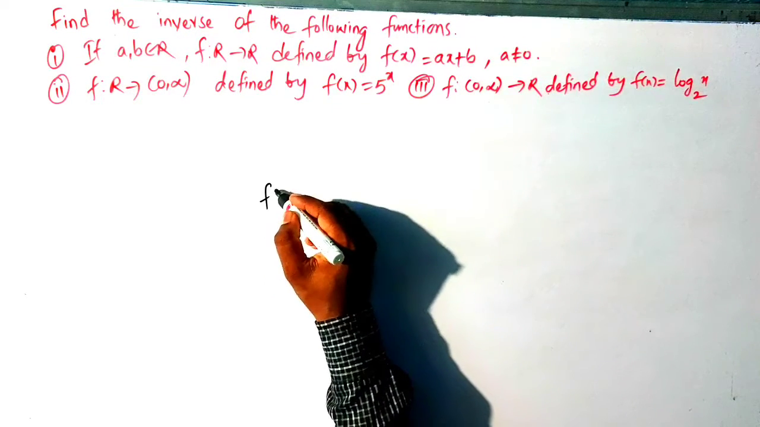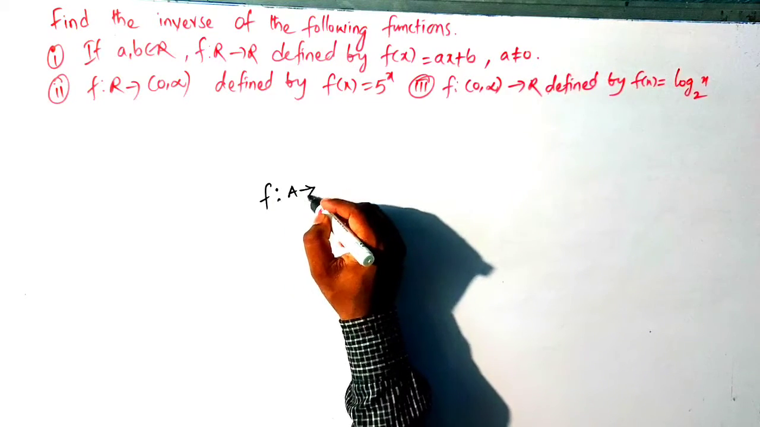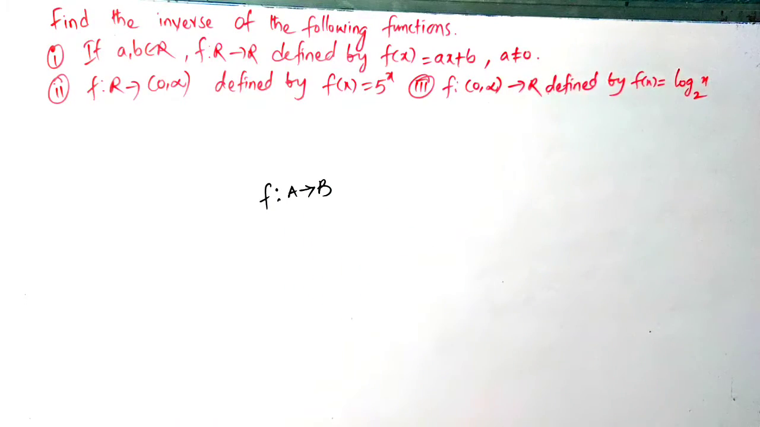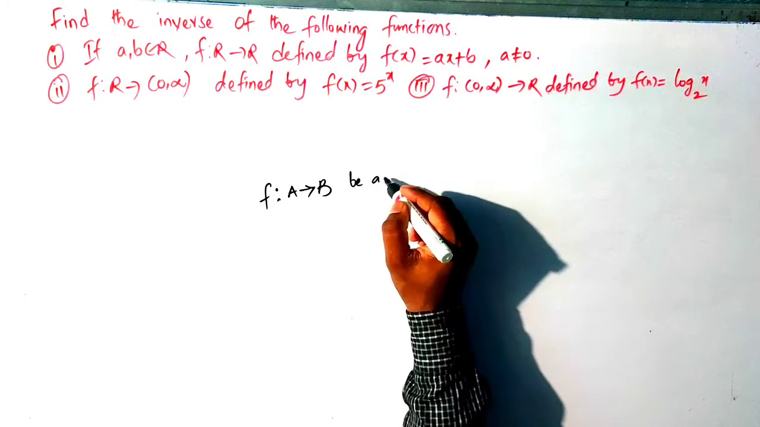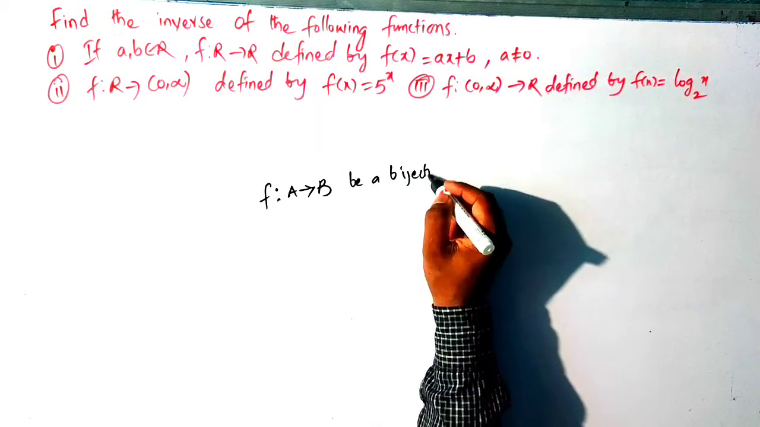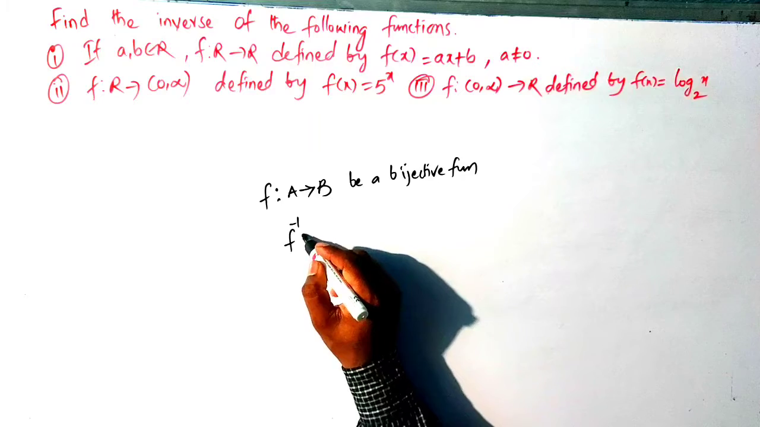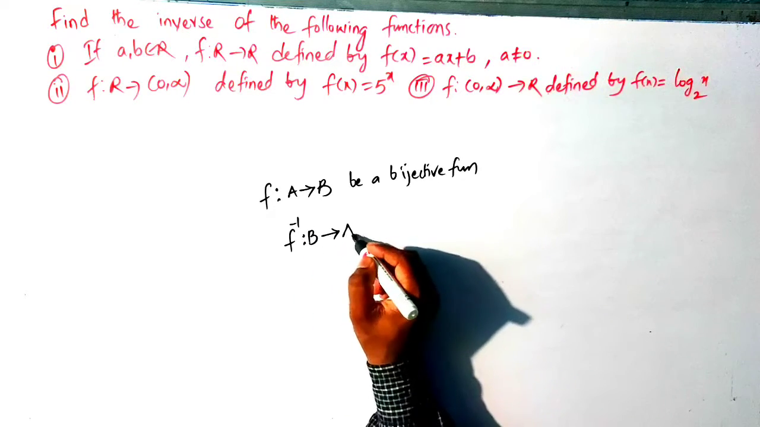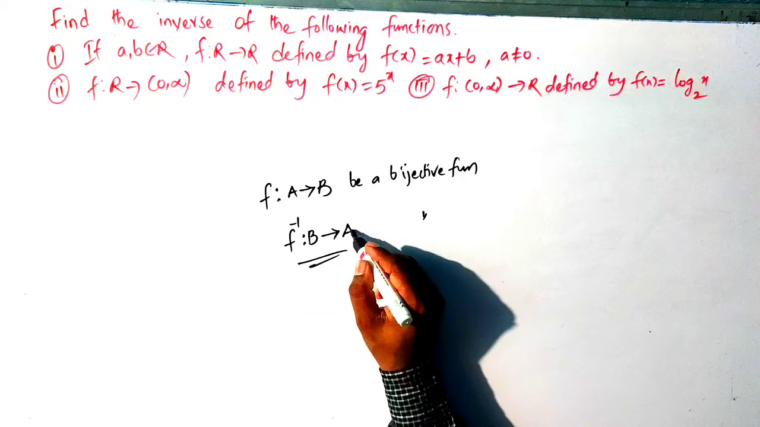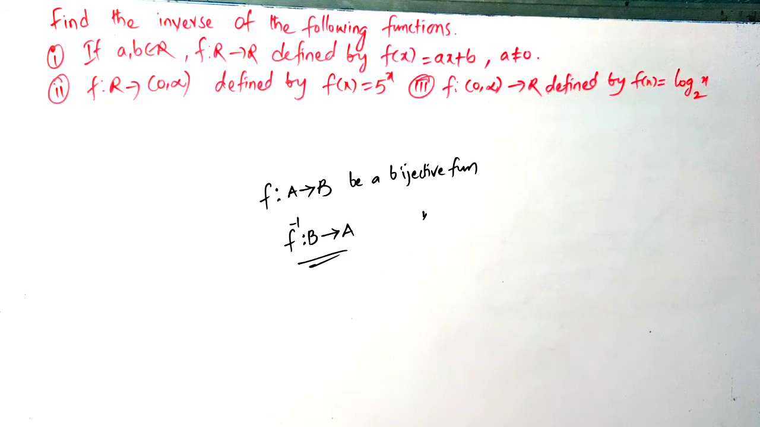So see here, f is a mapping from A to B. F is a mapping from A to B, a bijective function. Then f inverse exists here, that is a mapping from B to A, that is also a bijective function. Clear? So B to A, we are interchanging the domain and codomain of the given function, that is nothing but the inverse of that function. So f of x value is given here, that is ax plus b. Now we find out f inverse of x.